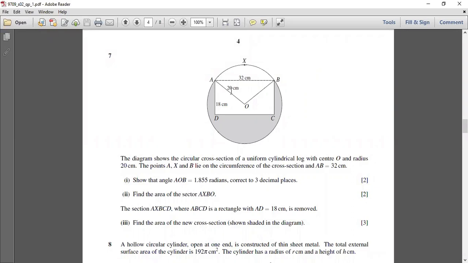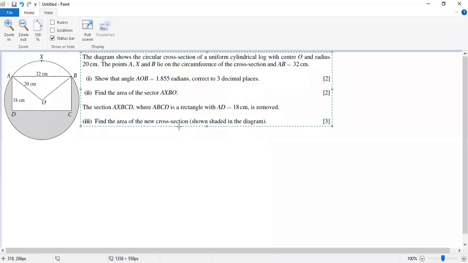Okay, let's begin with question number 7 from this paper. All right, so this is going to be the question. Let's move it to the whiteboard so we have more space there.